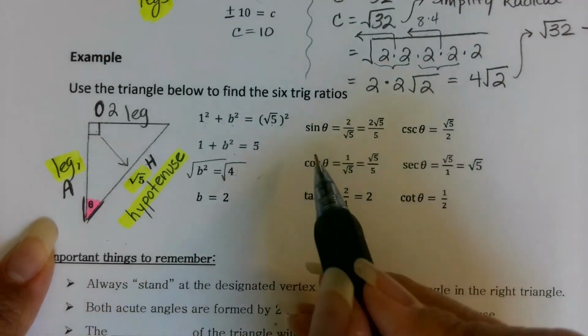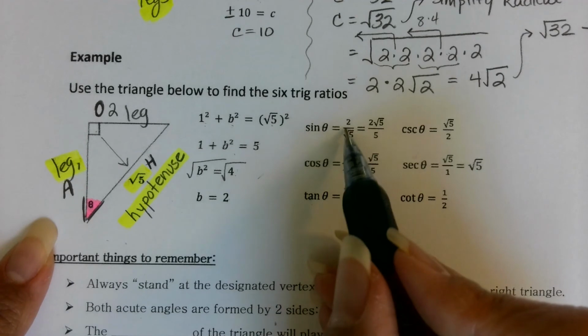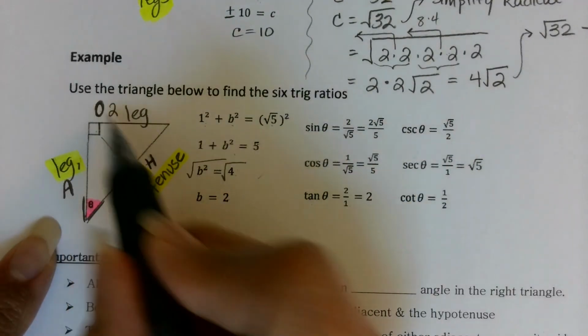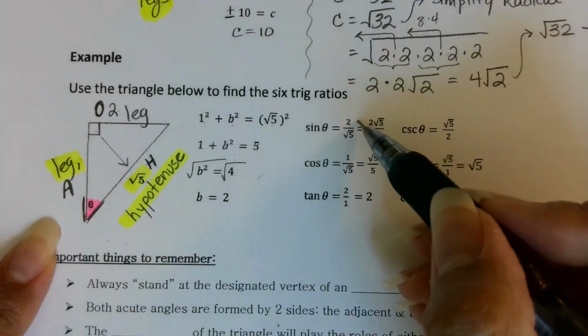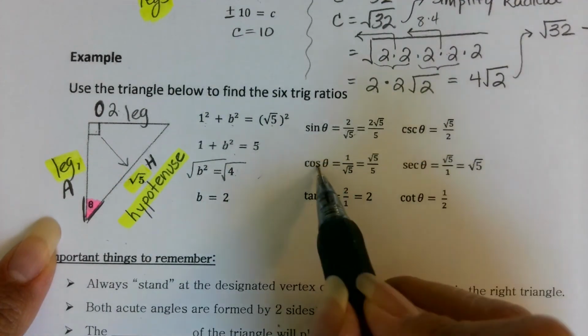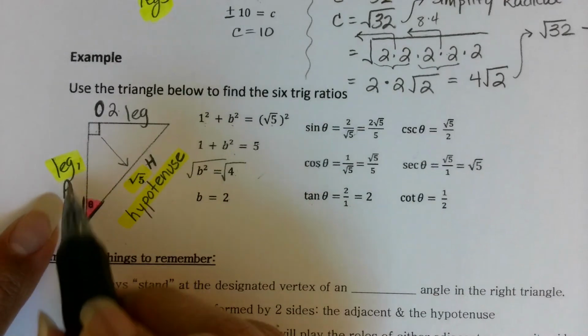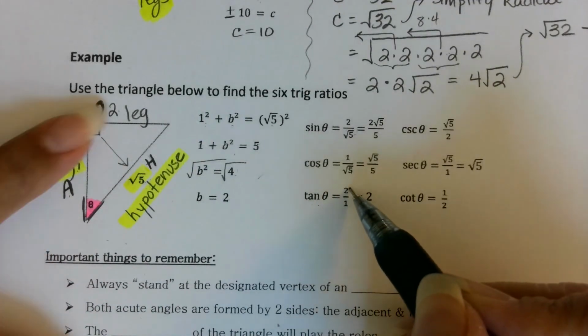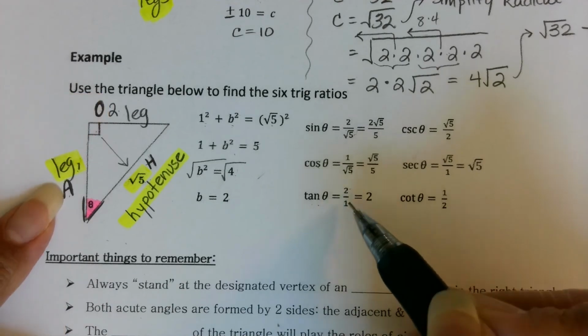So again, notice all they're doing is substituting. Our sine is O over H. So O over H was 2 over square root of 5 right there. Our cosine was A over H. A was 1, H is square root of 5, and tangent O over A, 2 over our A, 1.